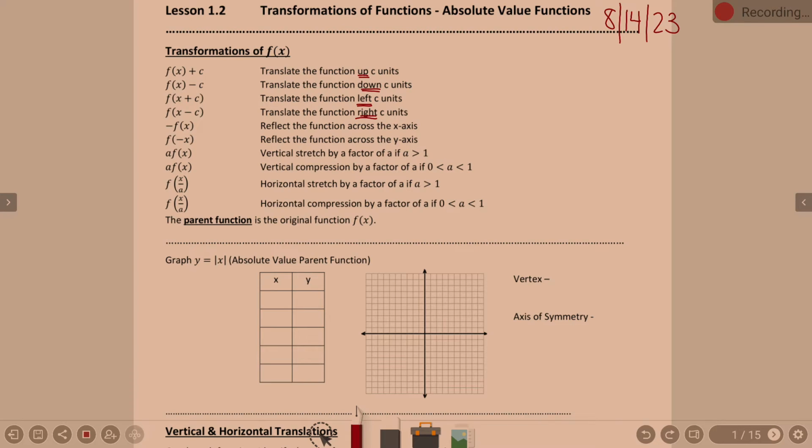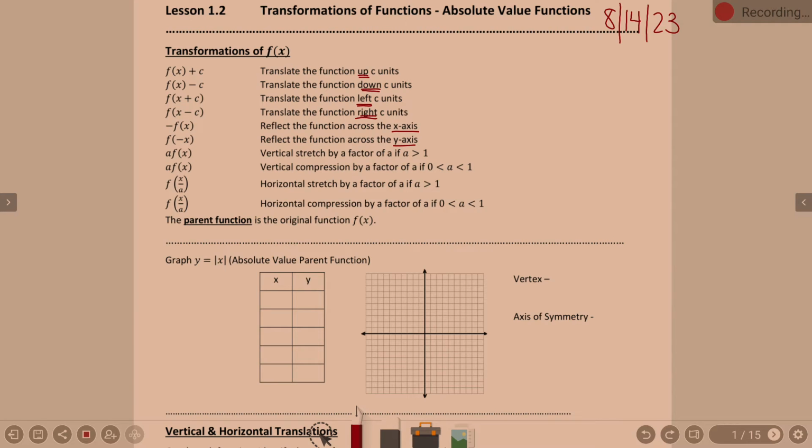Now, negatives. Just a negative multiplied by something is going to be reflection. A negative in front of the function, so a negative in front of the x squared, in front of the absolute value, in front of whatever, is going to reflect across the x-axis. If the negative is specifically on the x, so it doesn't really happen in absolute value as much, I guess it does a little bit, but more like in the squared or something, if the negative is on the x, it's going to reflect across the y-axis.